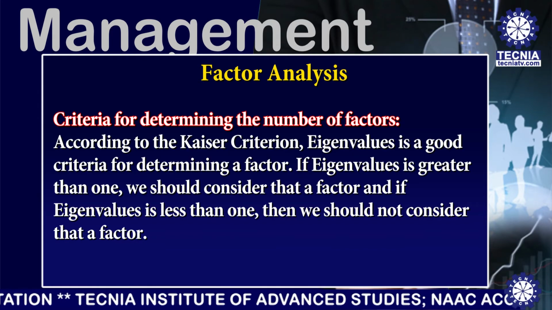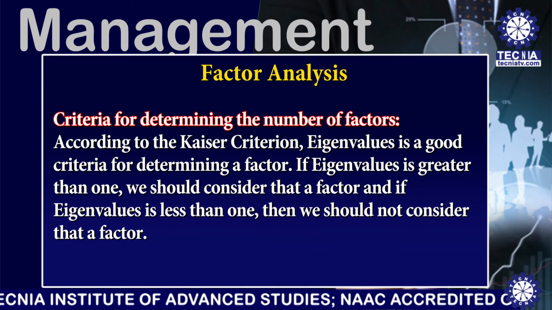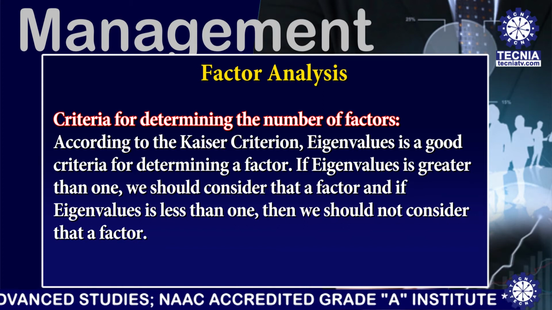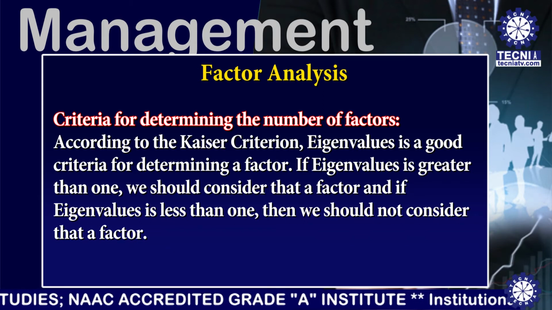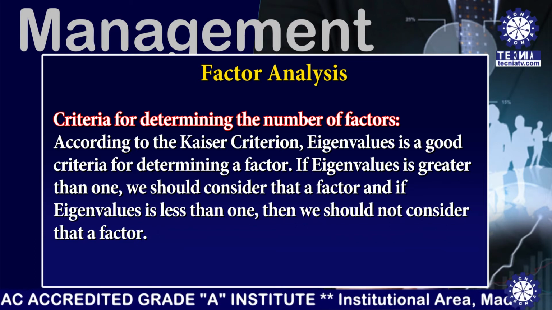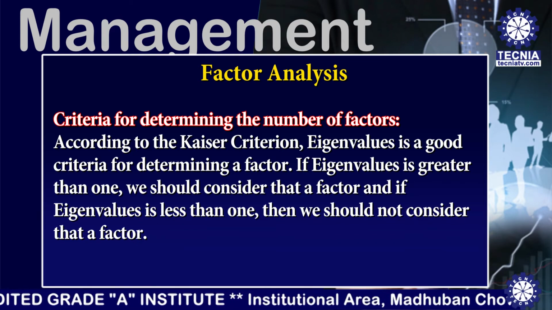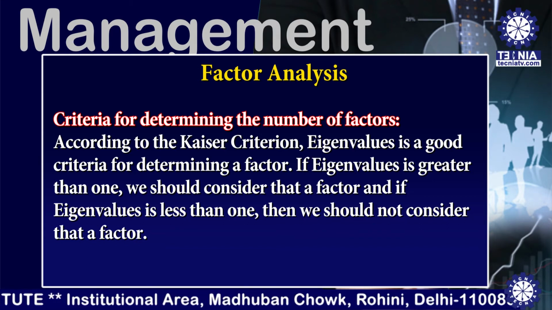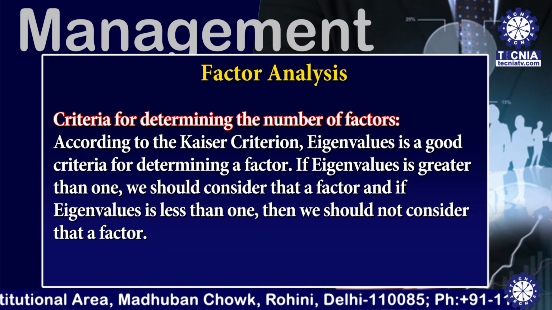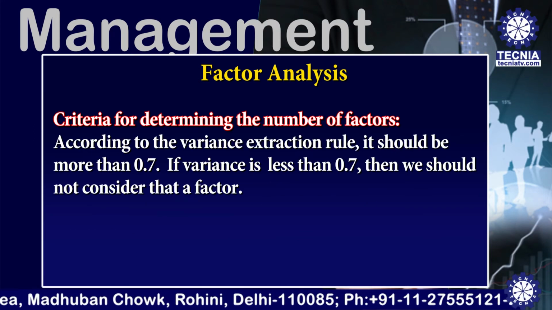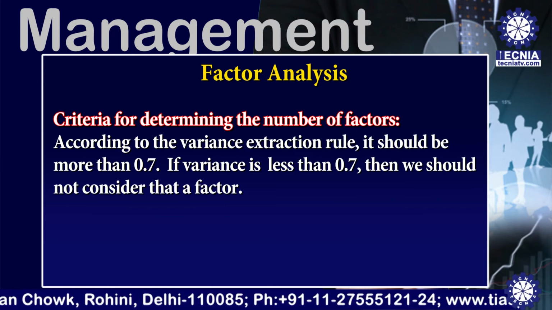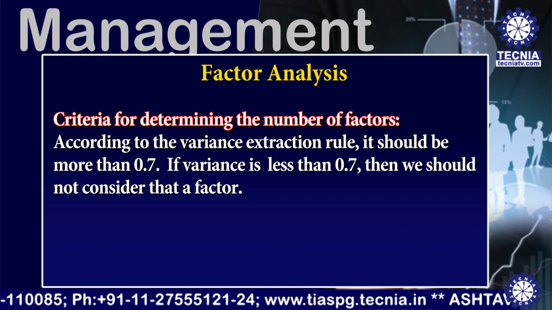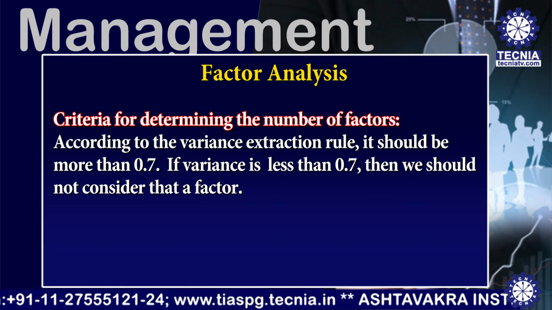Now, how can we determine the number of factors? There are certain criteria. According to the Kaiser criterion, eigenvalue is a good criterion for determining factors. If the eigenvalue is greater than 1, we should consider that a factor, and if the eigenvalue is less than 1, then we should not consider that a factor. According to the variance extraction rule, it should be more than 0.7. If the variance is less than 0.7, then we should not consider that a factor.